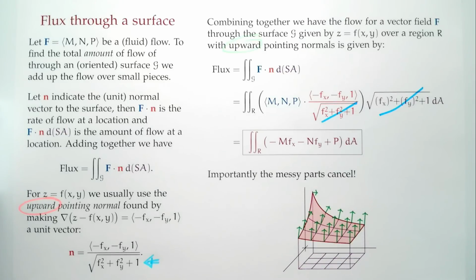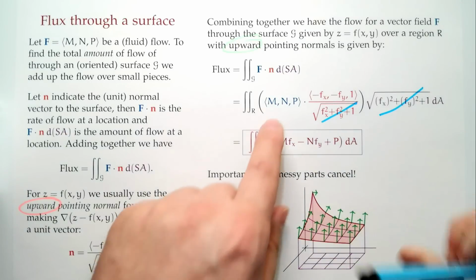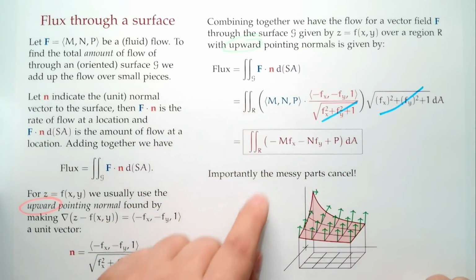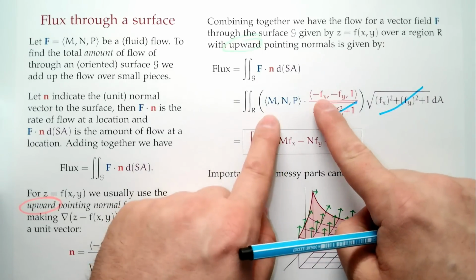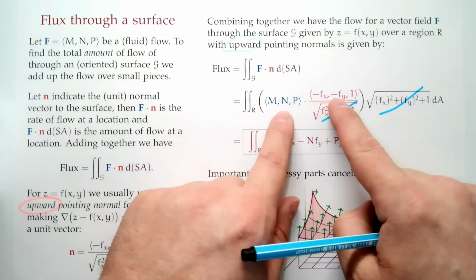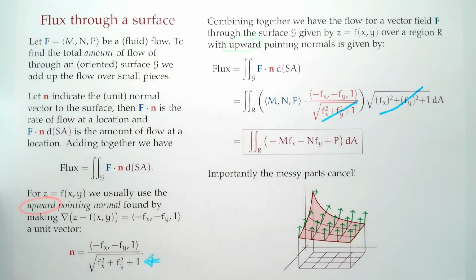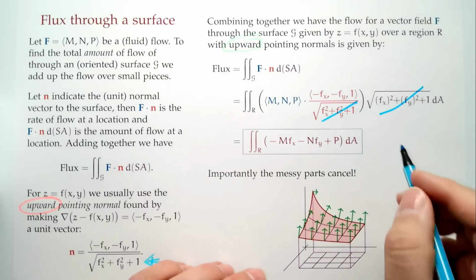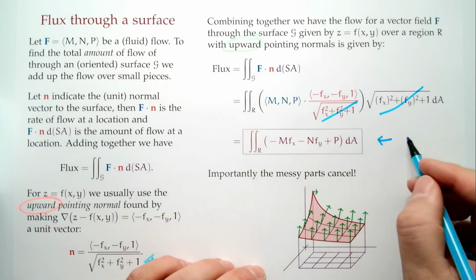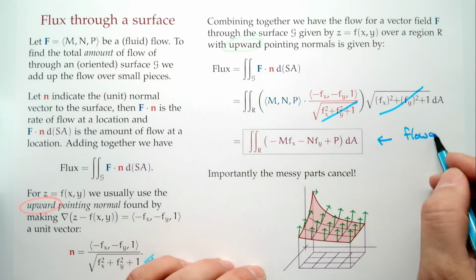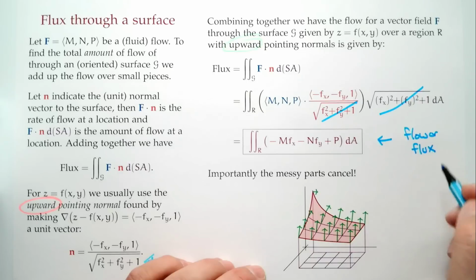Since the square roots cancel, what's left? Well, the vector valued function dot this expression. So it becomes minus M fx minus N fy plus P. So this is the formula to remember. If you see anything asking for flow or for flux, this is the formula you should think of. That's what you're computing.